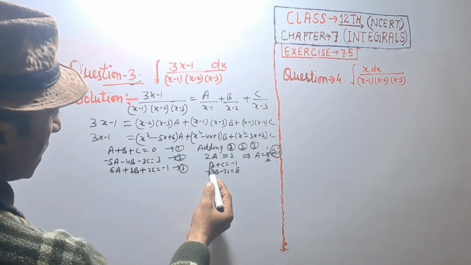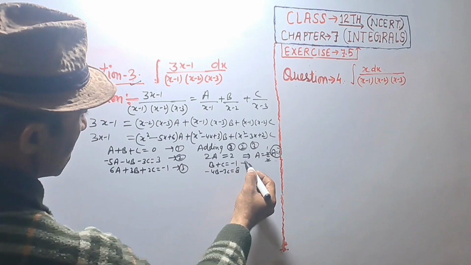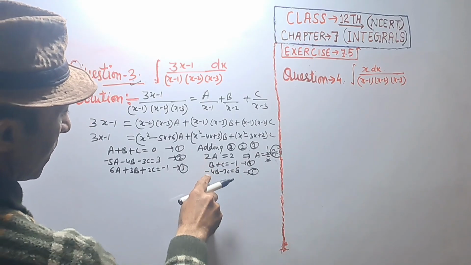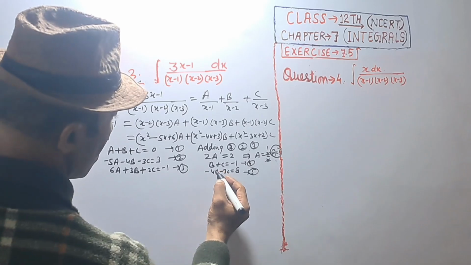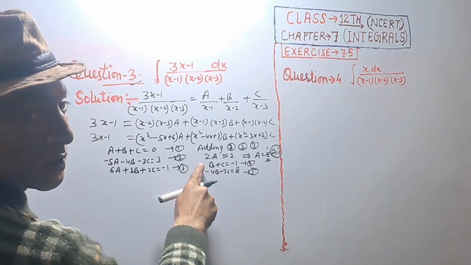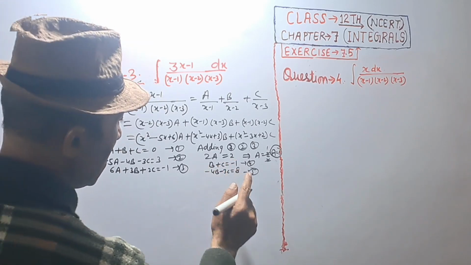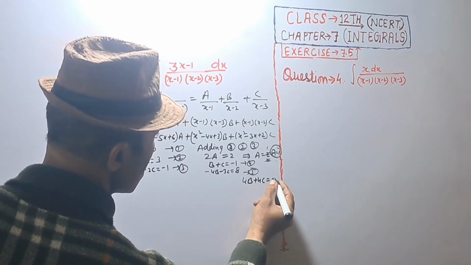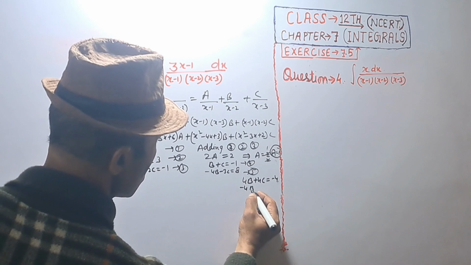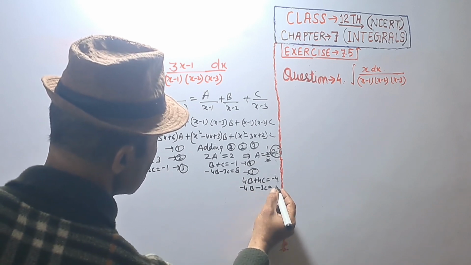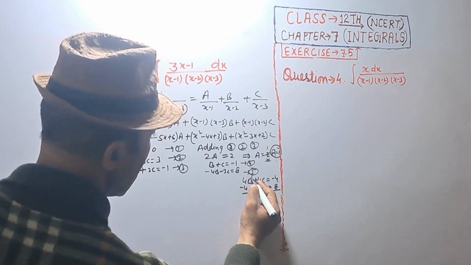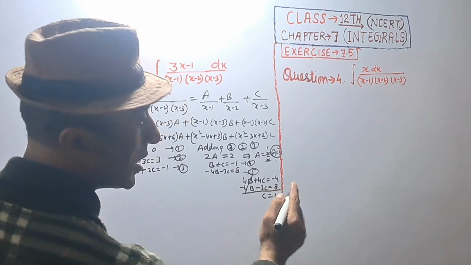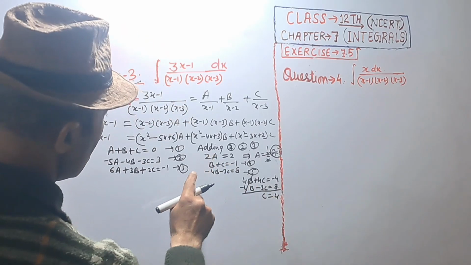Multiplying the fourth equation by 4, we get 4B plus 4C is equal to minus 4. The fifth equation is minus 4B minus 3C is equal to 8. Adding, we get C is equal to 8 minus 4, which is 4. C is equal to 4.